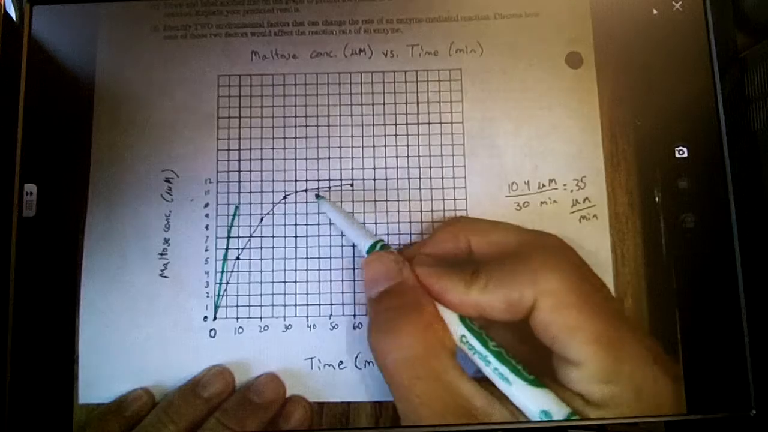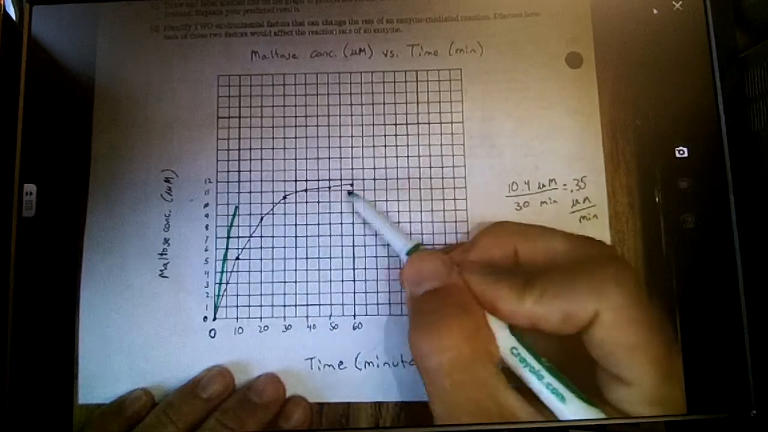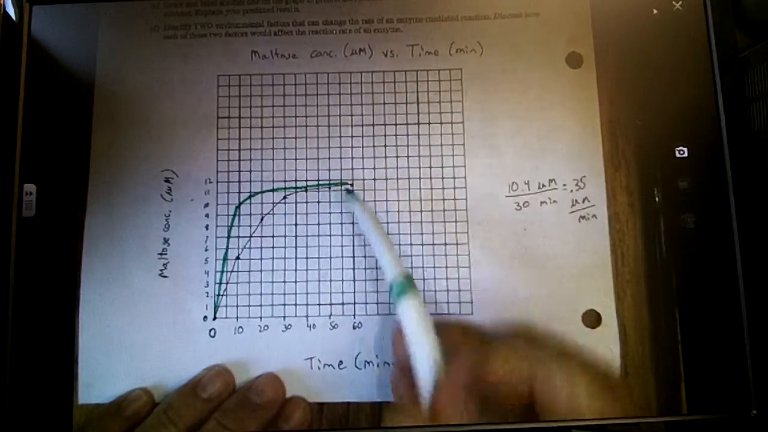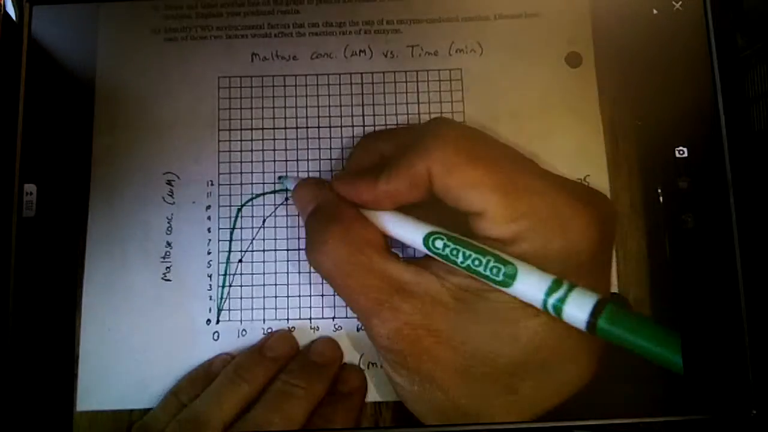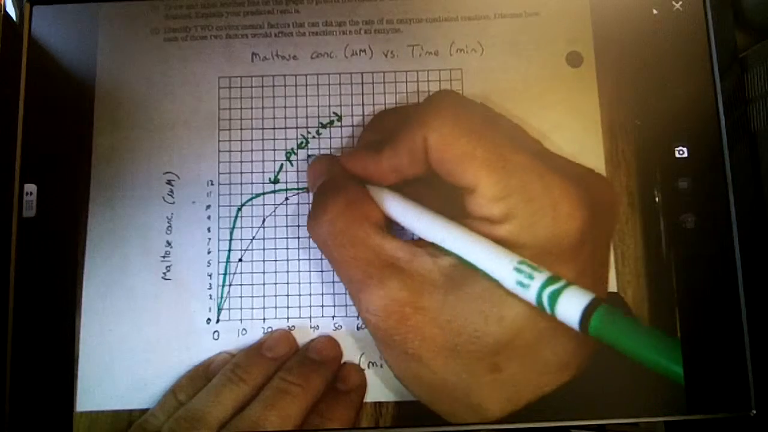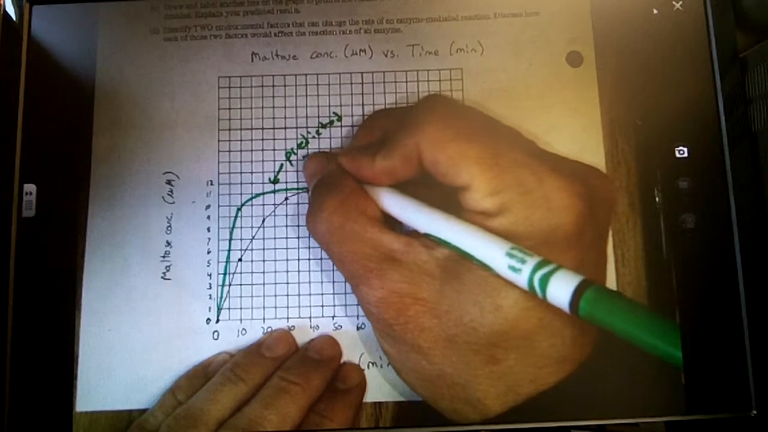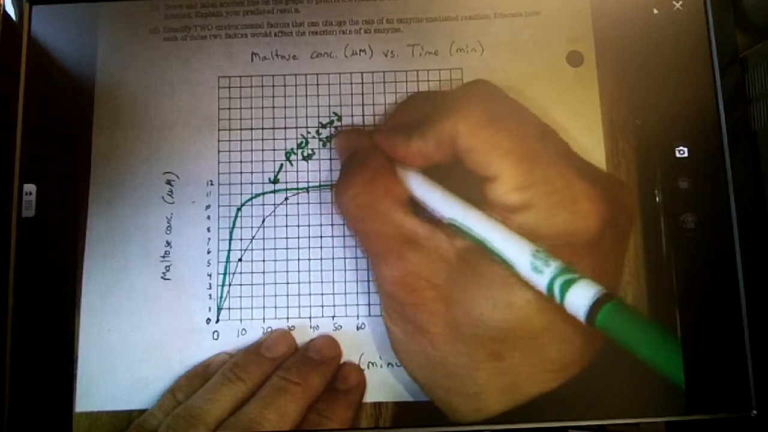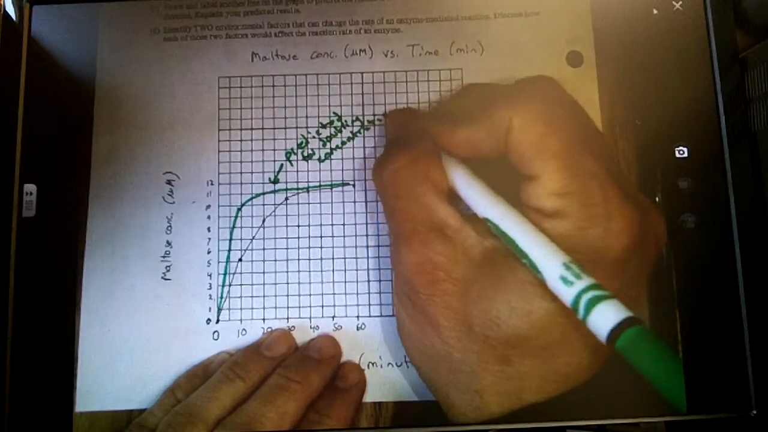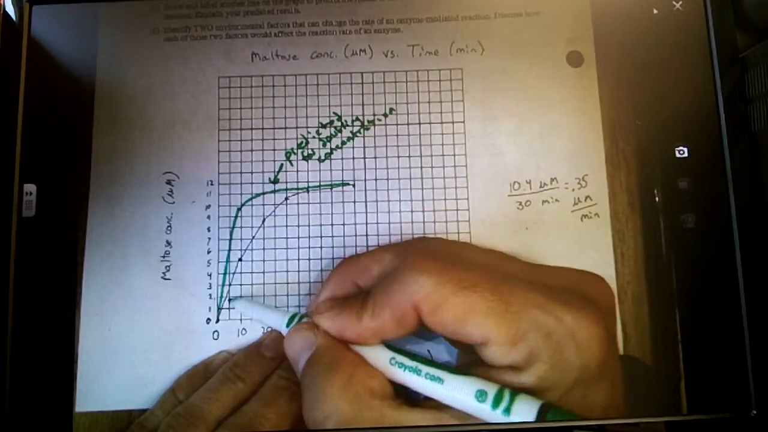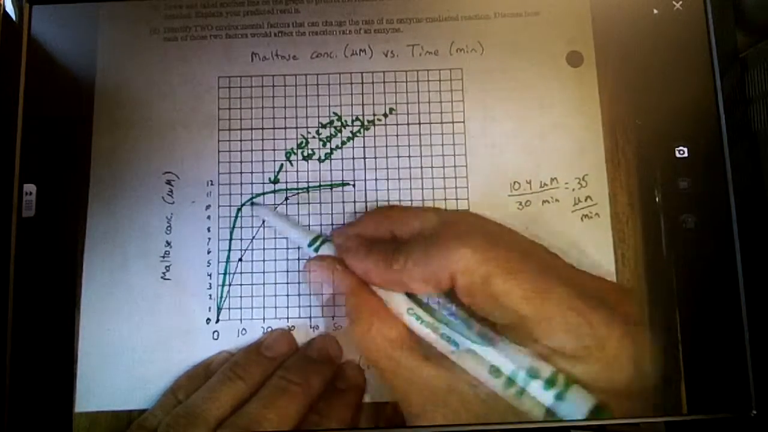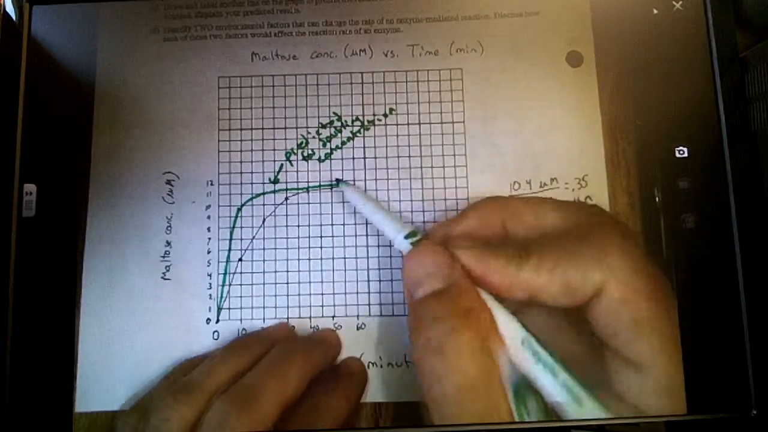But just like this one, if it ran out of starch to use, then it's going to level off at the same point that this one leveled off. So that's my prediction line. And I want to label that predicted for doubling concentration. And if you don't have a colored pen handy when you're drawing this, you make that a dashed line or something, so that the grader can tell the difference between your predicted line and your actual line.